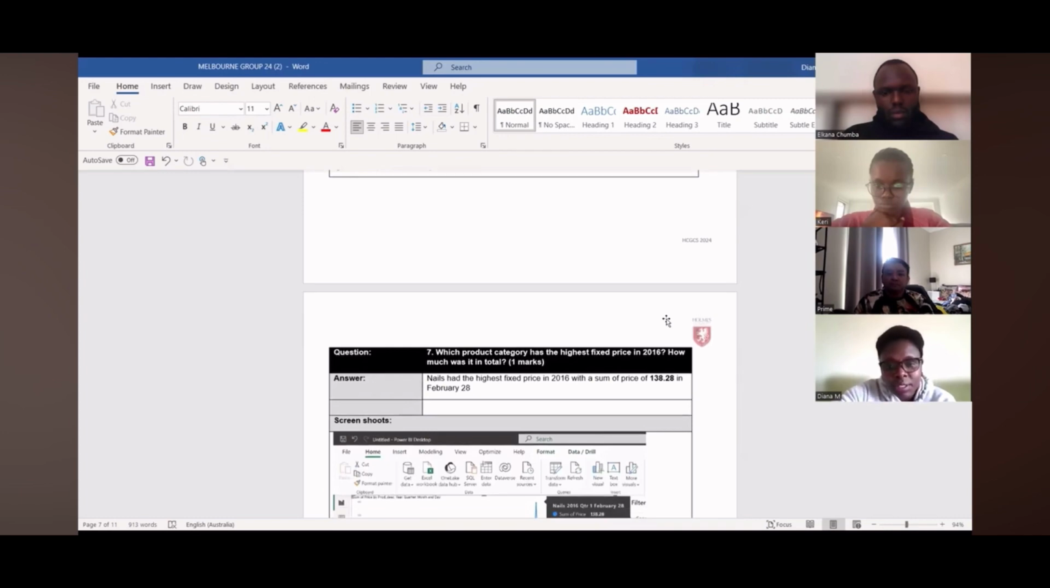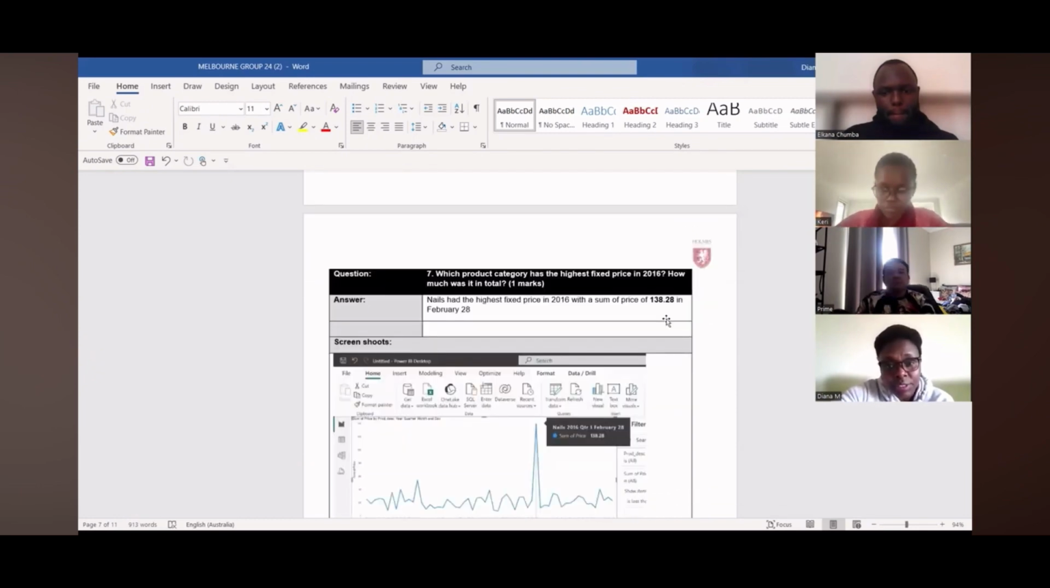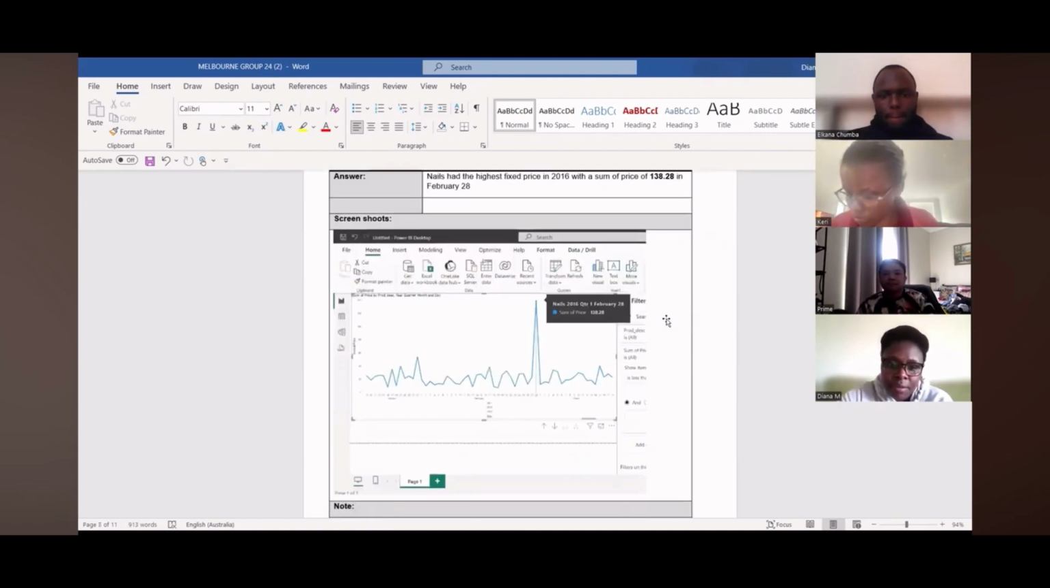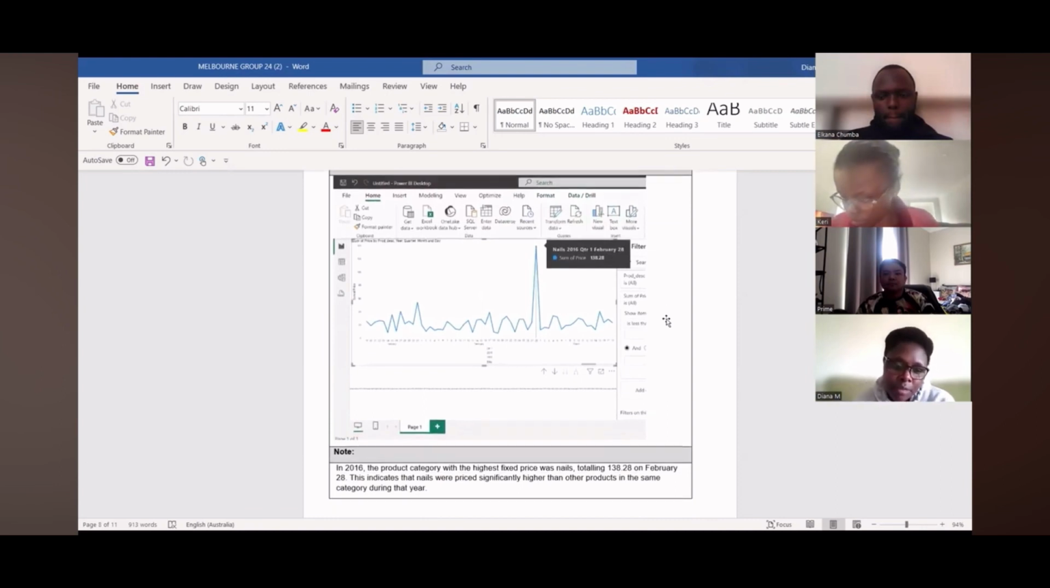Moving on to the next question. Which product category has the highest fixed price and how much was it in total? From this graph, having analyzed the data using Power BI, the product category that came out to have the highest fixed price is the nails, totaling an amount of 138.28 in February.